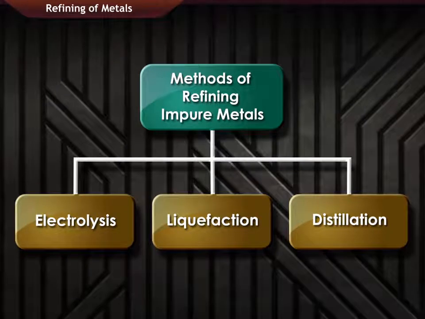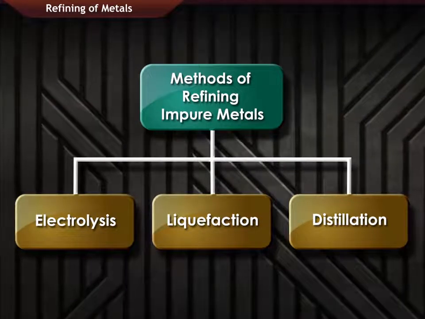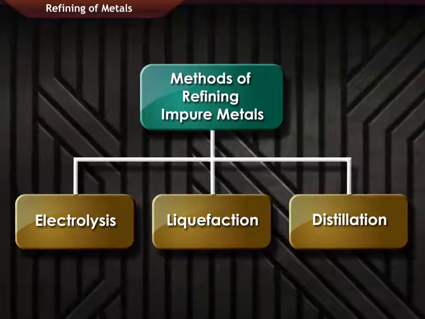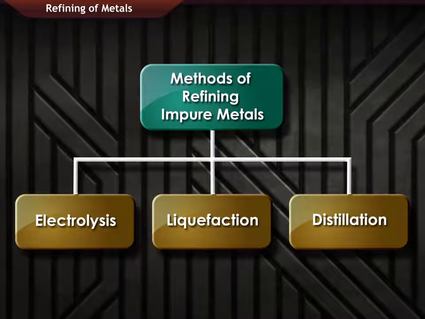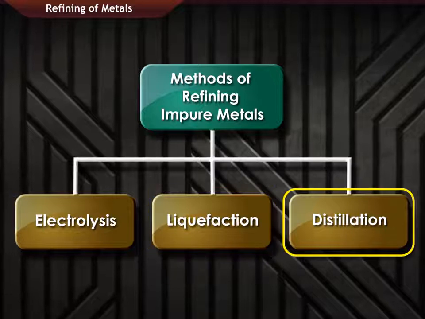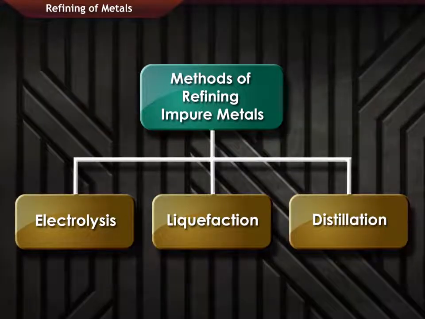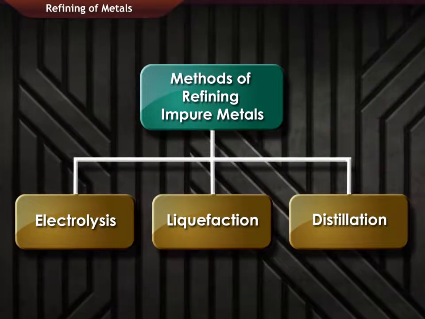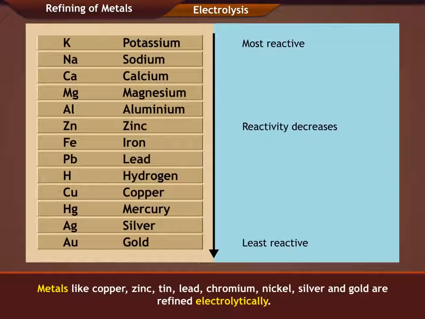The metals produced by reduction still contain impurities. Further refining of metals can be done by electrolysis, liquefaction, and distillation. Metals like copper, zinc, tin, lead, chromium, nickel, silver and gold are refined electrolytically.